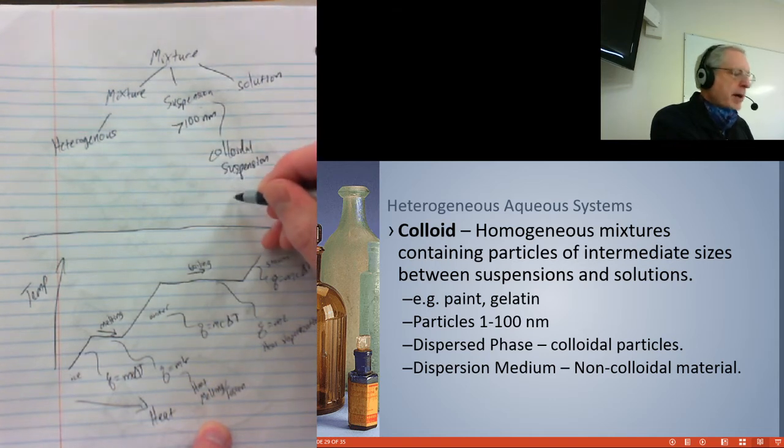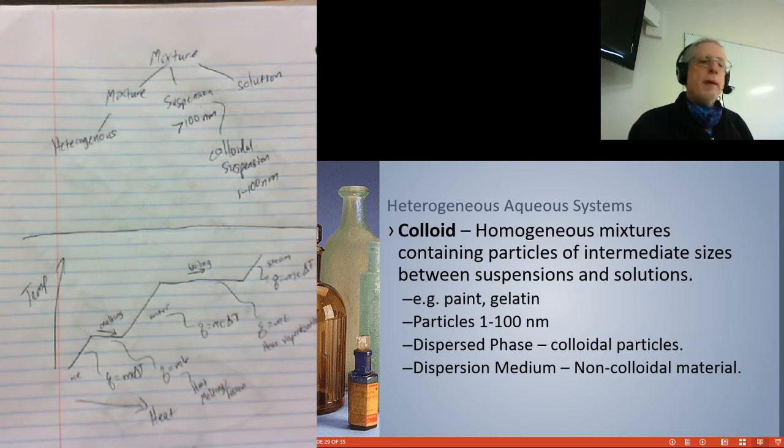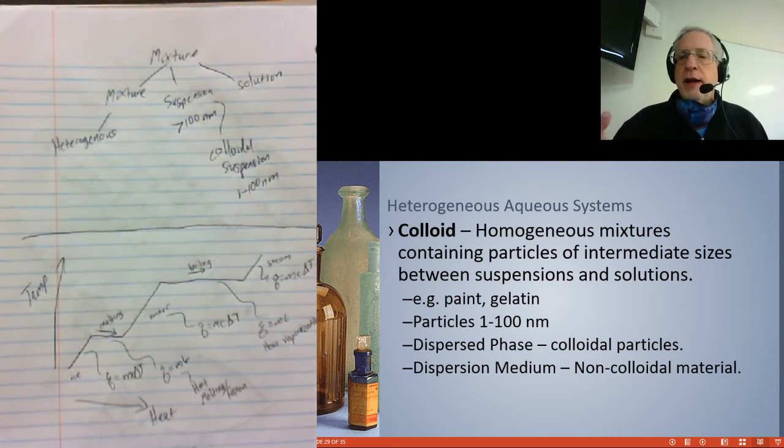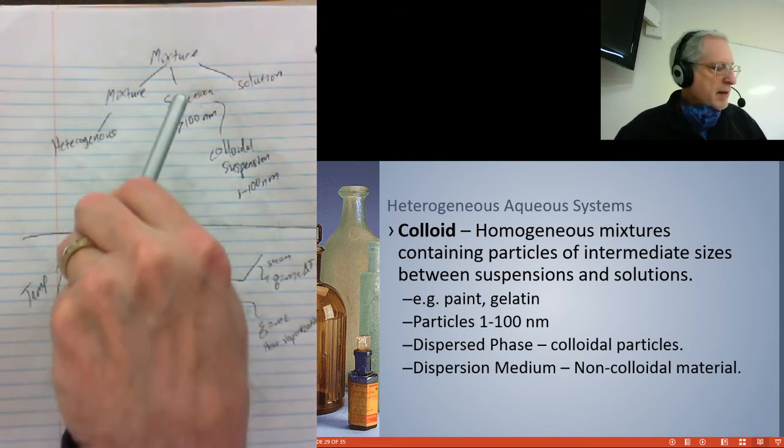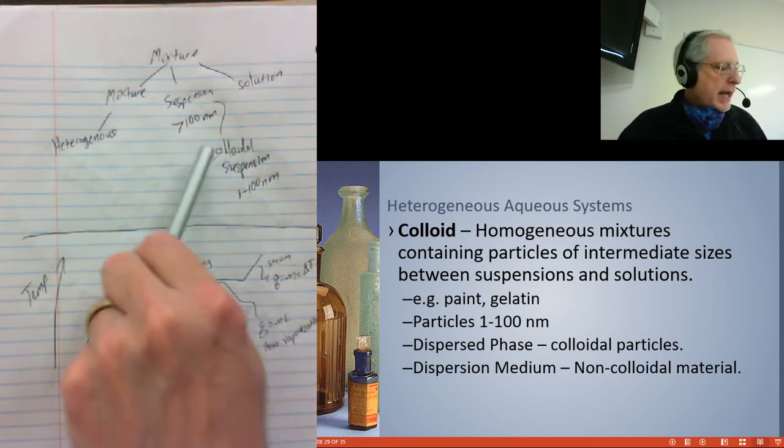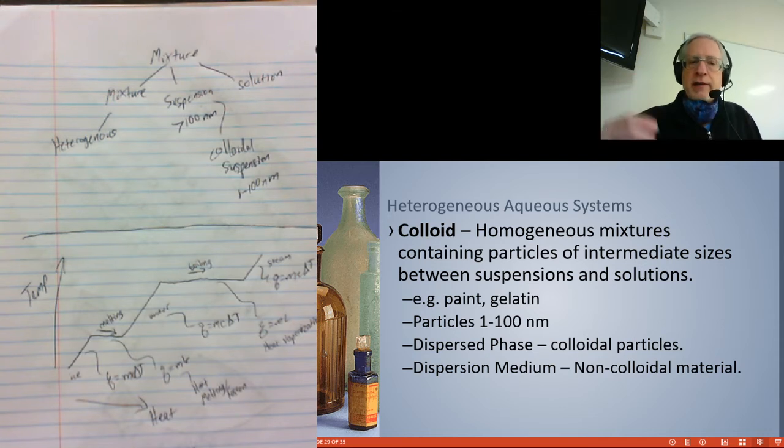And these are where the particles are from 1 to 100 nanometers. Now a suspension, think of like Italian salad dressing. That's a suspension. I shake it when I want to use it, but if I let it sit for a minute, it's no longer mixed. That's a typical suspension. A colloidal suspension, when you mix it, it stays mixed for quite a while.